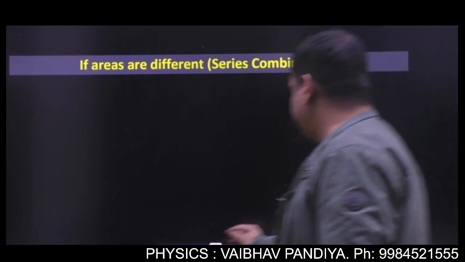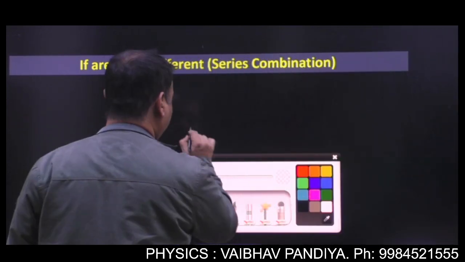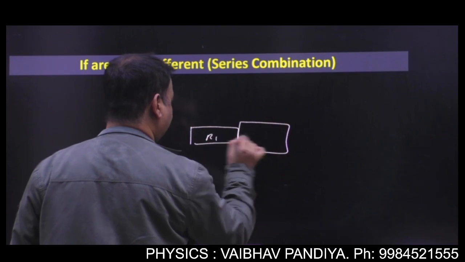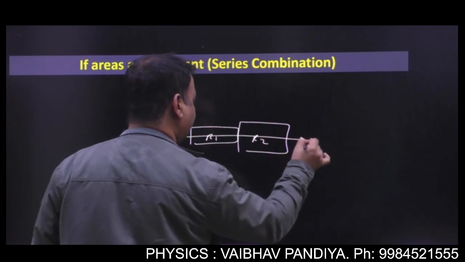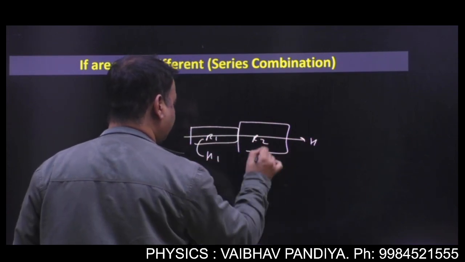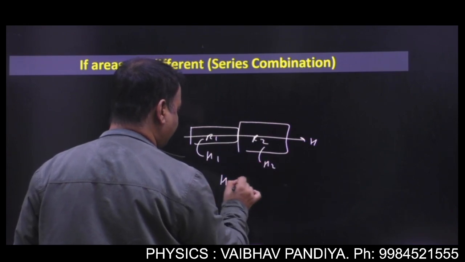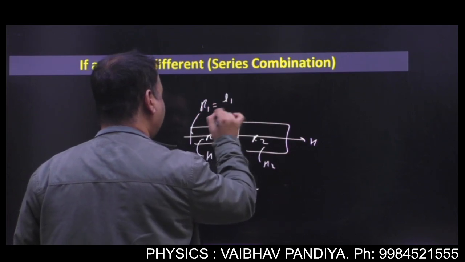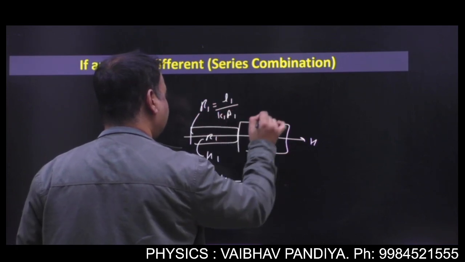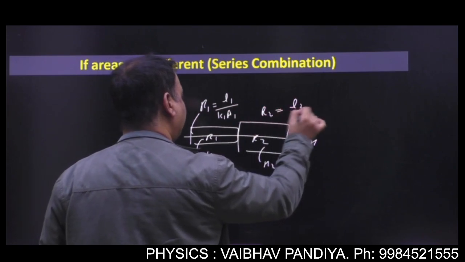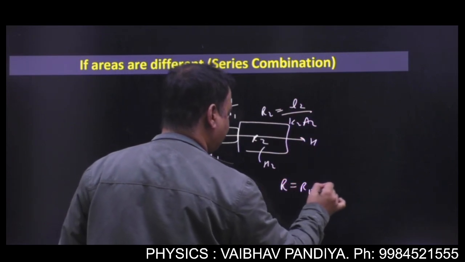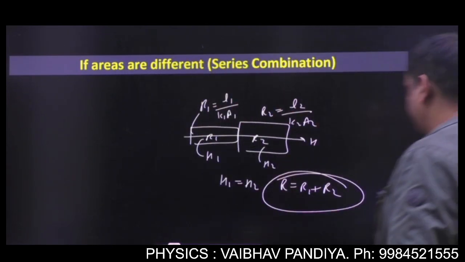Already I have told you if areas are different, then also if this is R1, this is R2, the current will be the same. So if here the current is H1, here the current is H2, H1 will be equal to H2. Now R1 will be L1 by K1A1, and R2 will be L2 by K2A2, and they are connected in series, so it will be R1 plus R2.